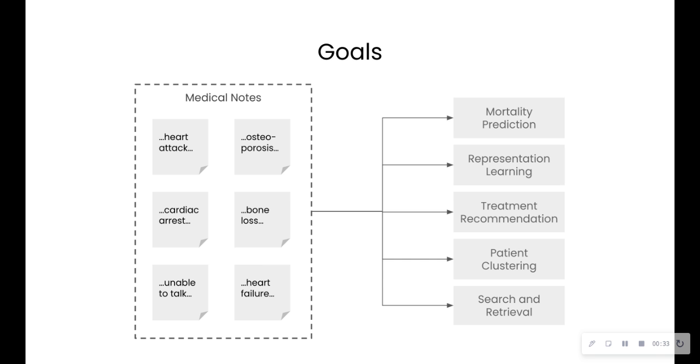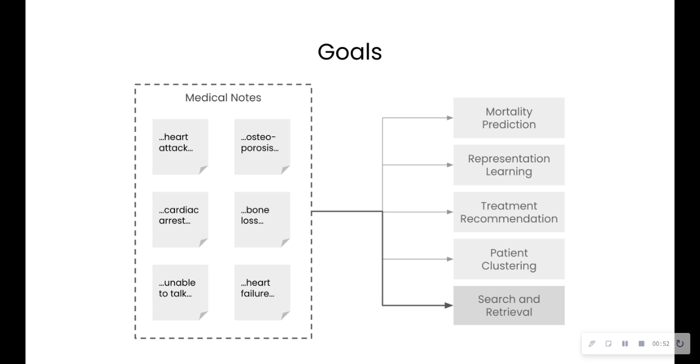We can look at this data set with several high-level use cases or goals. For instance, we can train models for predicting risk level of patients, learning representations of medical concepts, treatment recommendation, clustering similar patients together, or indexing all the documents for effective search and retrieval.